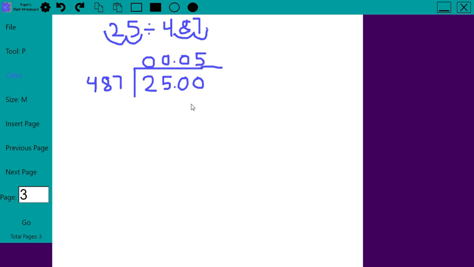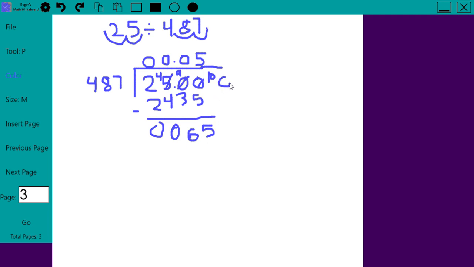487 times 5 is going to be 2,435. Now I just subtract. I have to borrow, so this is a 4, this is a 10, then it becomes a 9 because I need to borrow. Now I just subtract. 9 minus 3 is 6. 4 minus 4 is 0. And 0. So I've got a remainder of 65.